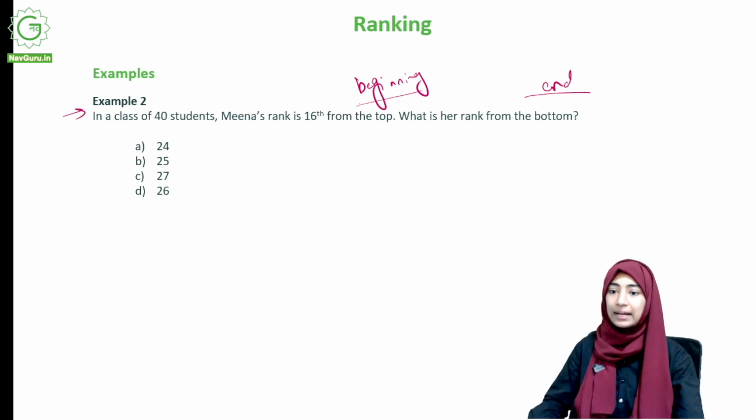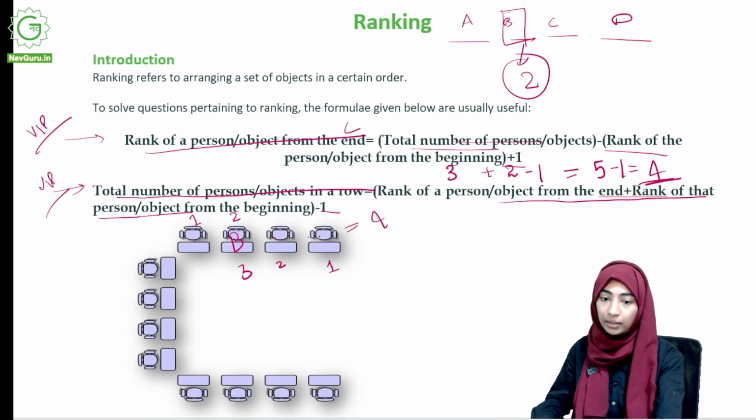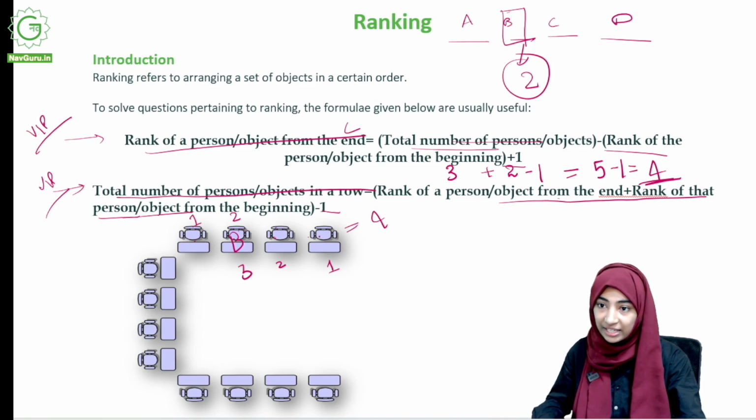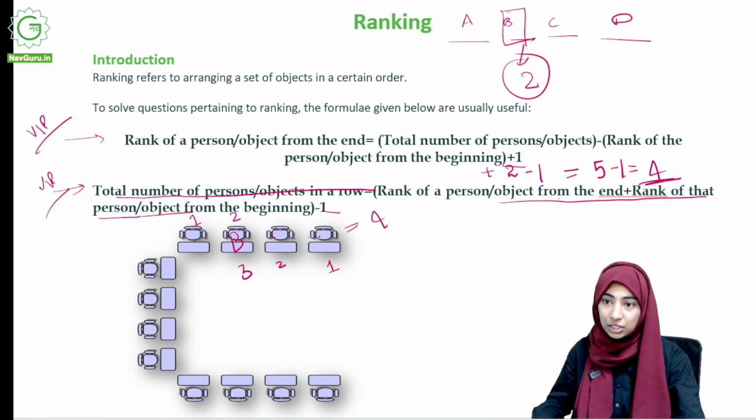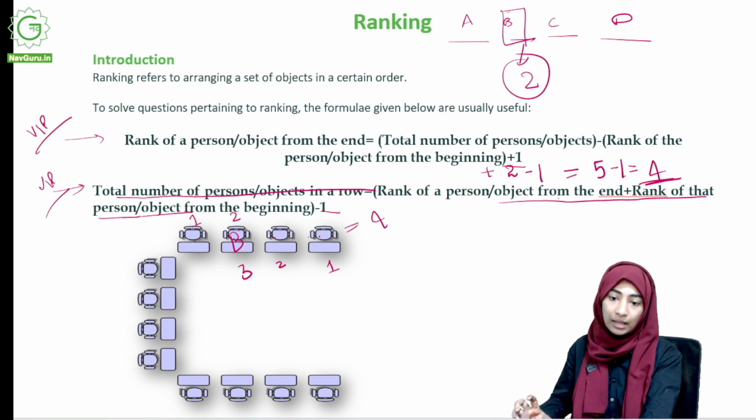So I'll take you to the formula and you tell me if you've gotten it right. Basically this is the formula. It's very shabby with all my underlining, but the rank of the person from the end is the total number of persons minus the rank of the person from the beginning plus 1. Did you get the formula right?